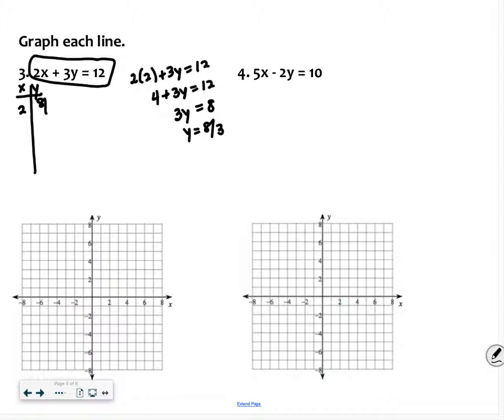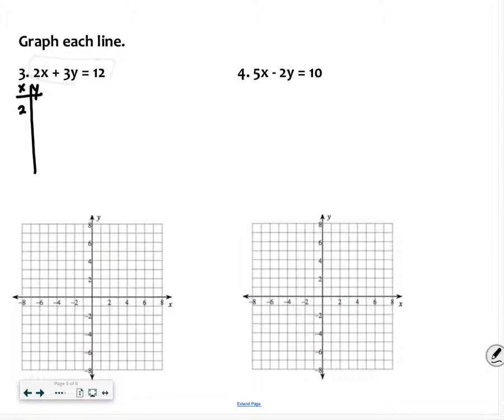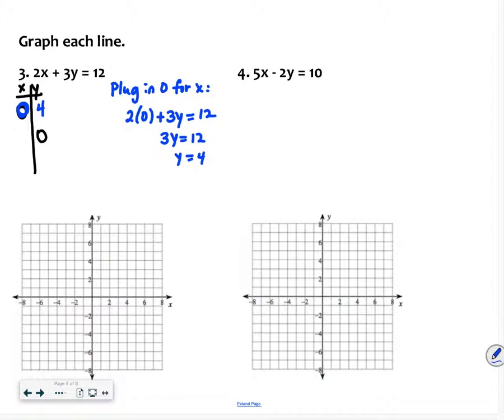So we're going to pick the easy ones. Let's get rid of all this junk. We're going to plug in 0 for x, and we're going to plug in 0 for y. Not together, these are two separate points. If I plug in 0 for x, it's a special point for me. So I end up getting 3y is equal to 12, so y is equal to 4. That means when I plugged in 0 for the x value, I got a 4 for the y. That's what we call the y-intercept, because it's this point right here along the y-axis. We like that point.